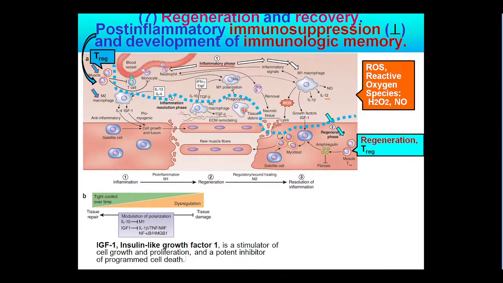M2 macrophages, as in the central part of the slide, produce inhibitory signals that decrease synthesis of interferon gamma and tumor necrosis factor by cells that produce these pro-inflammatory cytokines. Interferon gamma is usually produced by T helper type 1 cells, and tumor necrosis factor by many cells, including macrophages. It means this is an inhibitory signal.